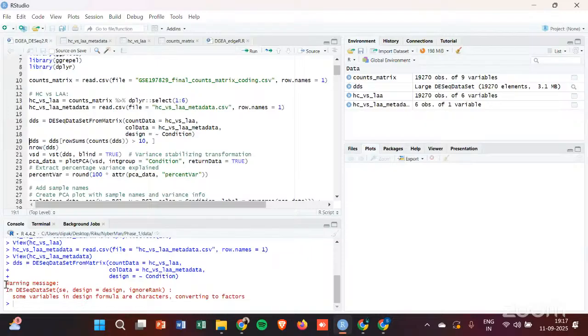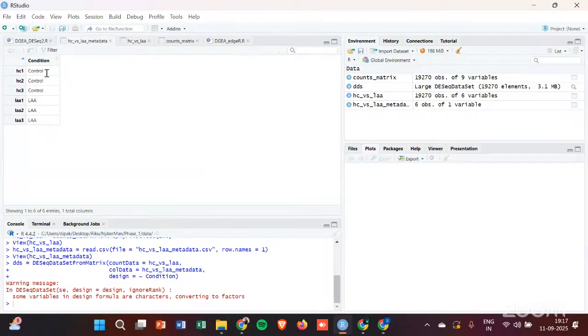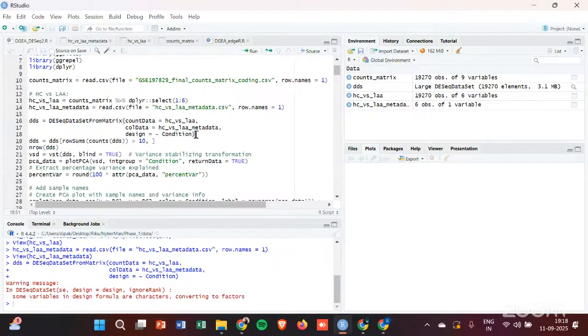And yes, you will see this warning message. You see it because in the metadata you have mentioned control and LAA as text. DESeq2 expects numbers here, so ideally you would have 000 and 111. If you don't have that, and you have texts that match for the 3 and 3 samples, DESeq2 converts them into numbers. It says it is converting to factors, and it warns you that you did not provide what it wanted, so it converted it itself.